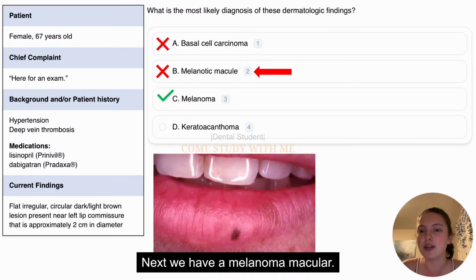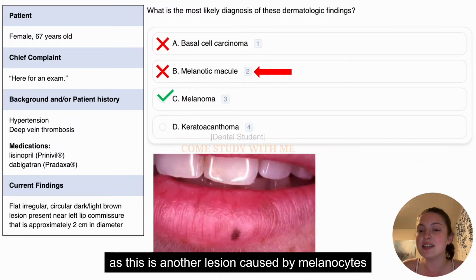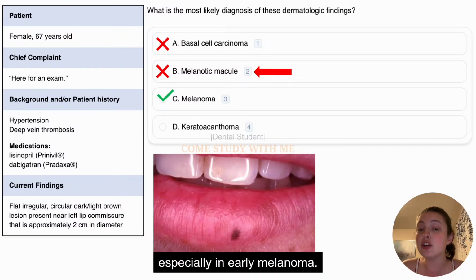Next, we have a melanotic macule. Now, this was probably the trickiest answer choice, as this is another lesion caused by melanocytes that can present very similarly to a melanoma, especially an early melanoma.